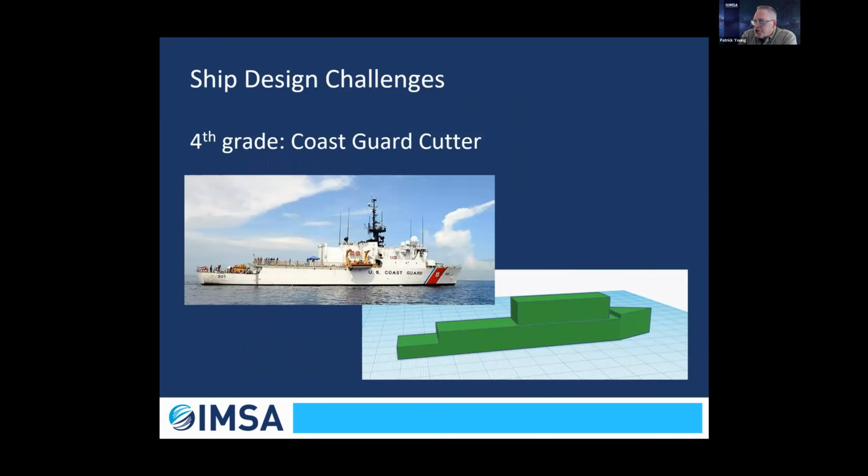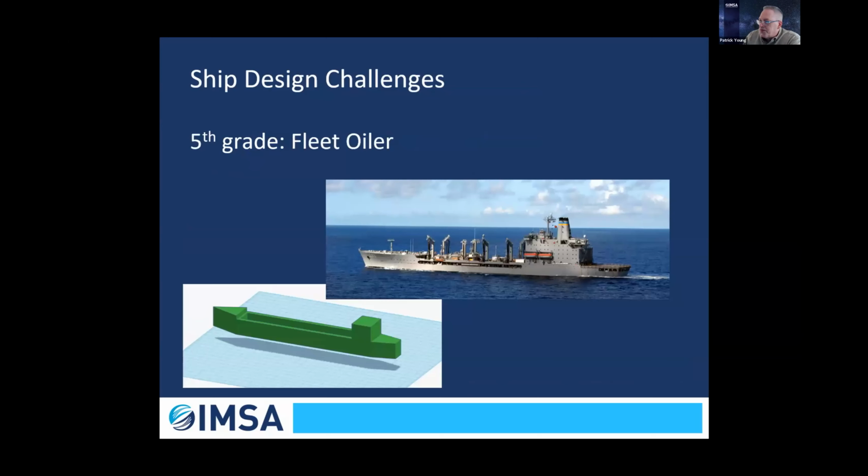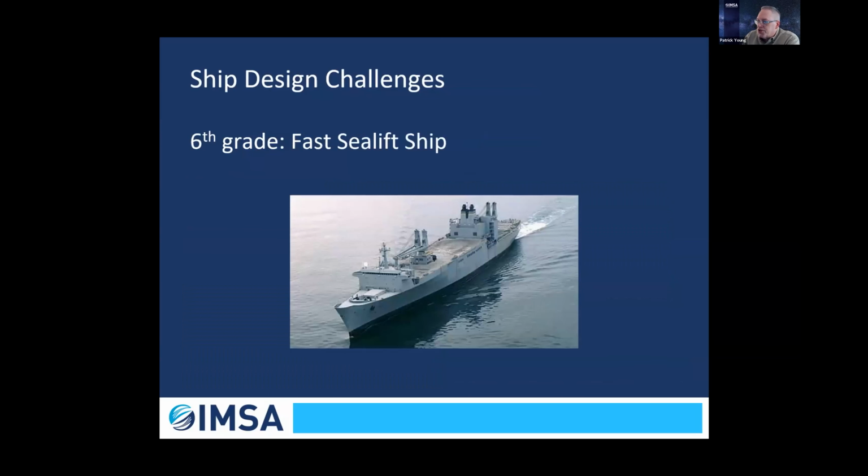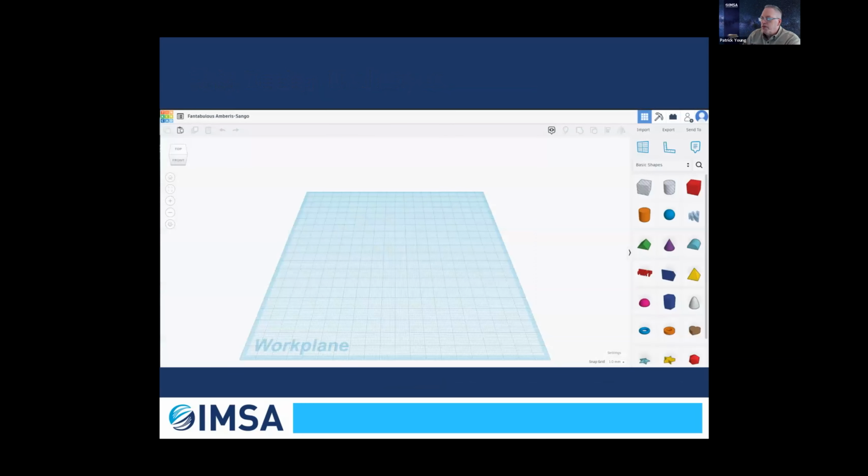So I'm going to share with you some ship design challenges. They're all very, very similar at every grade level. What's different are basically the math standards that we require them to do. At fourth grade, they design a Coast Guard cutter. At fifth grade, it's a fleet oiler. This is a ship that carries fuel for other naval ships in a task force. At sixth grade, they design a fast sea lift ship. This is a cargo ship that carries supplies from one port to another. Also very useful during humanitarian crises when it can carry relief supplies.